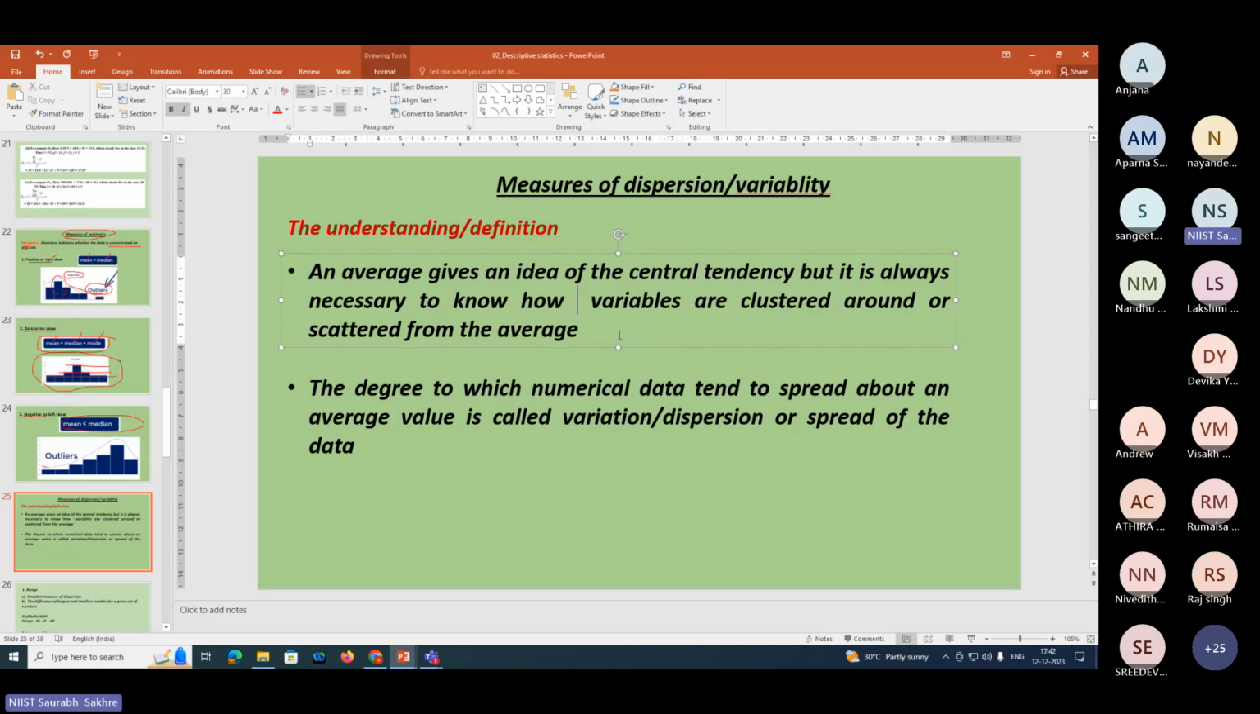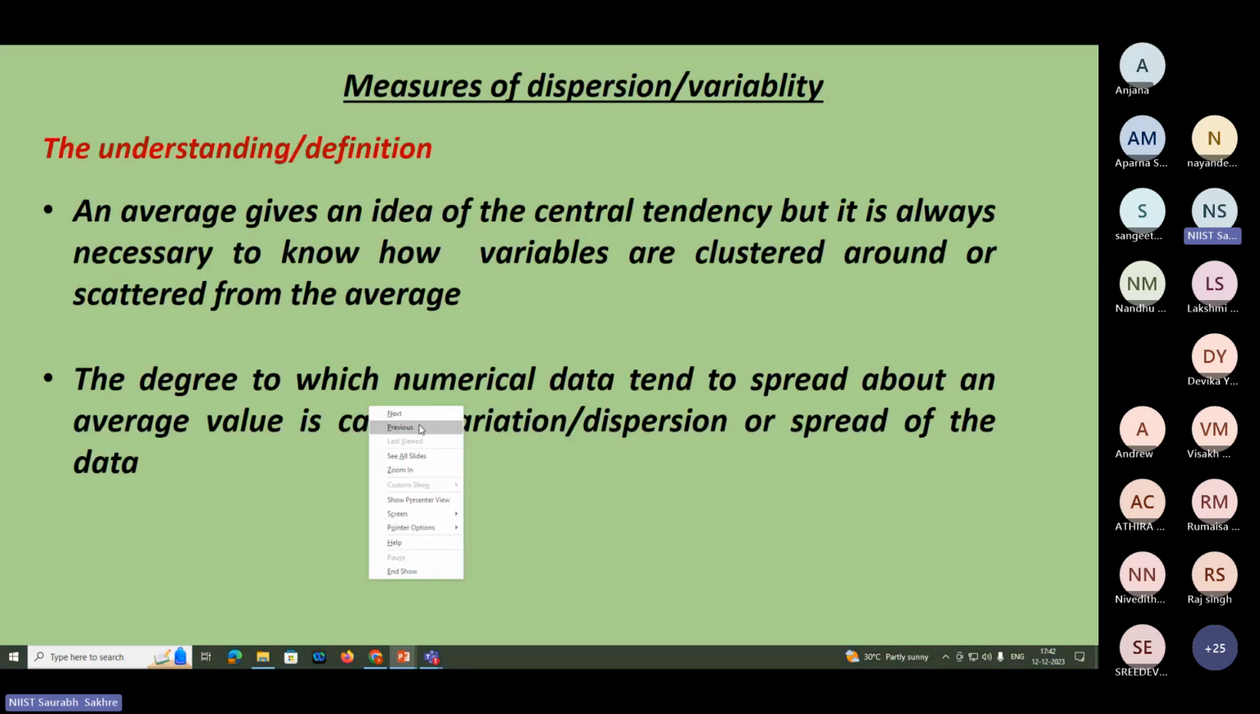Okay, how variables are clustered around or scattered from the average, and also how I can define it. The degree to which numerical data tend to spread about an average value is called variation or dispersion, or spread of the data. It means one average value is there, but still it can vary. I hope it is clear to you.